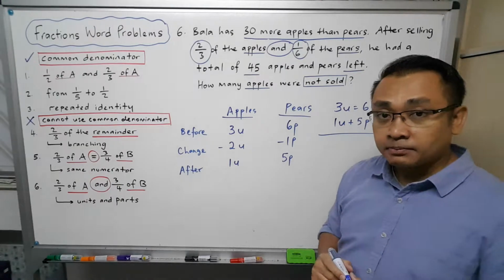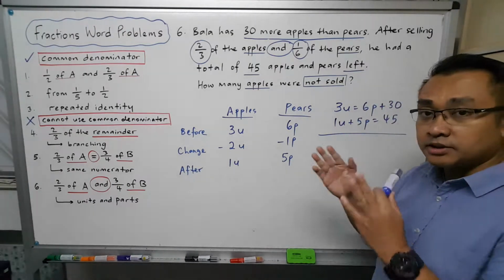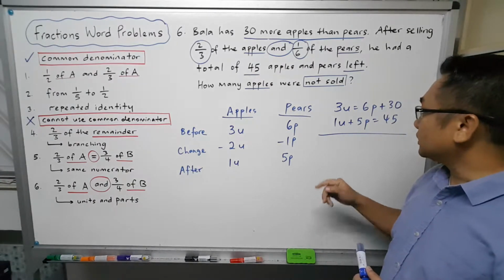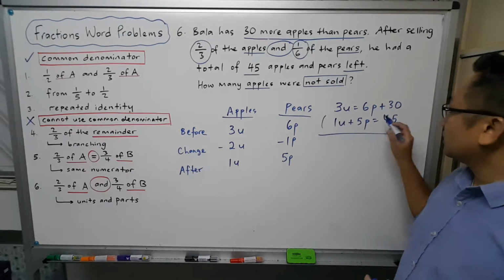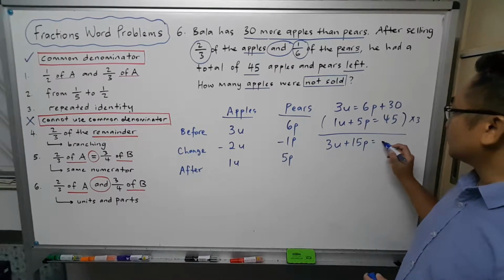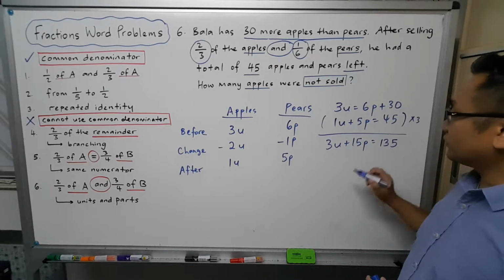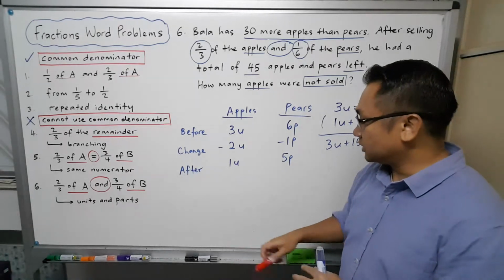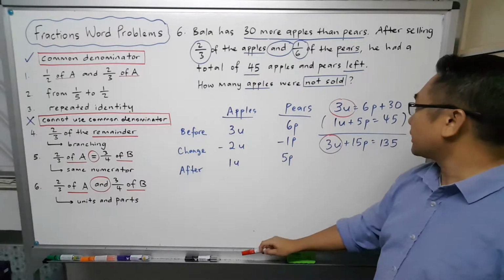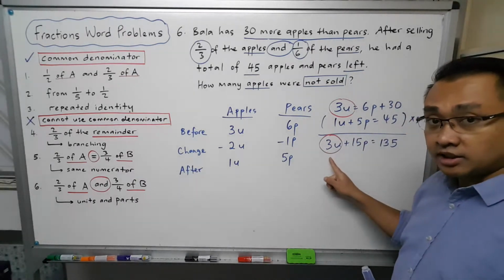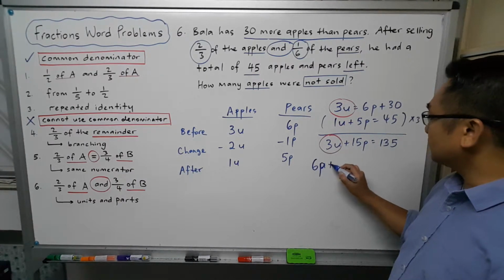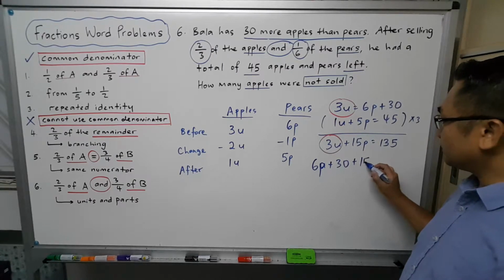In the units and parts method, if the units and parts are on opposite sides of the equal sign, we can use the substitution method. For the substitution method, let's make the number of units the same. So we times 3, so we get 3 units plus 15 parts equals 135. Since the 3 units are already the same, and 3 units equals 6 parts plus 30, we can substitute the 3 units with 6 parts plus 30, and the rest will remain the same.